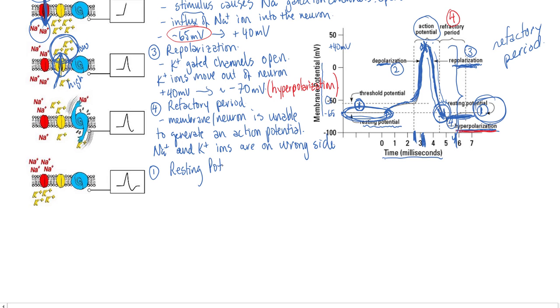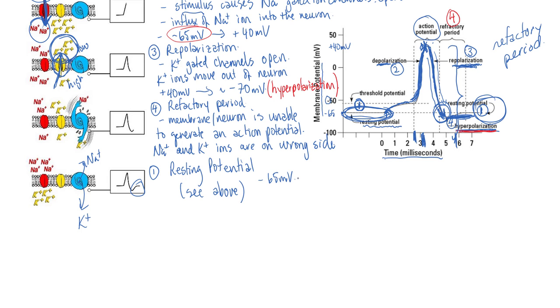So then finally we're back to the resting potential, and we can just say see above. Now the sodium potassium pump is going to kick in, pumping those potassium ions back in and the sodium ions back out to their correct positions, restoring the membrane potential back to minus 65 millivolts with the ions on the right side. Okay, now a couple little things here.